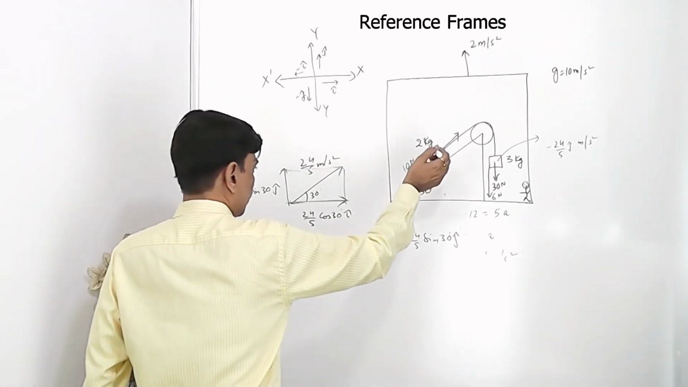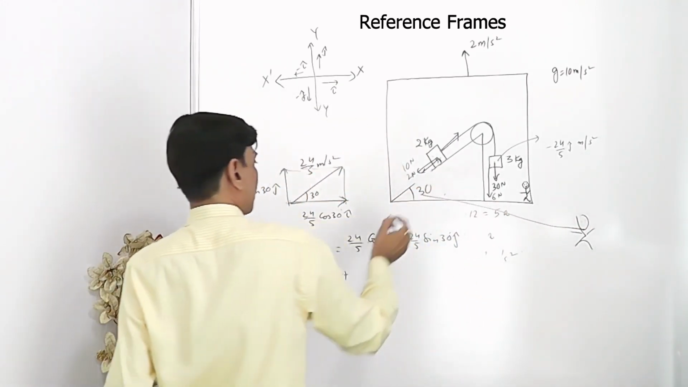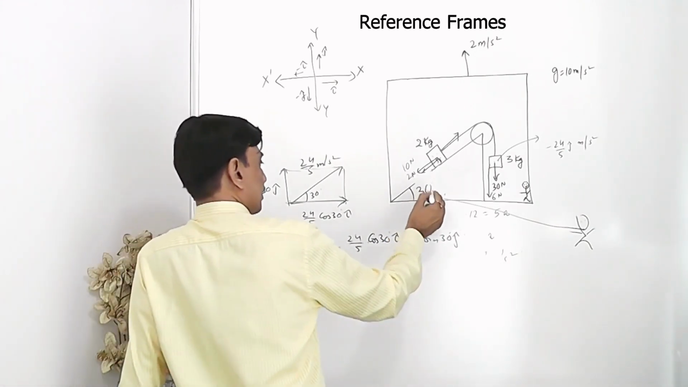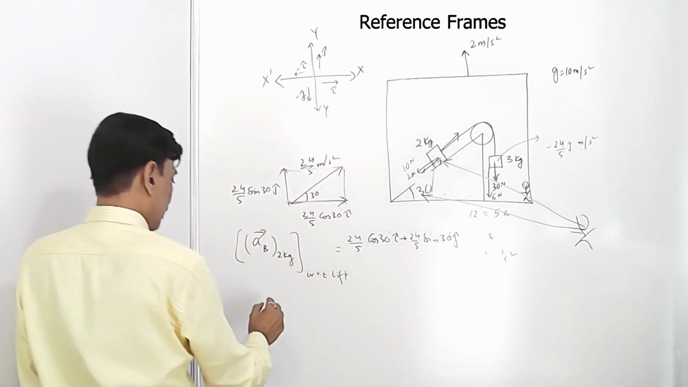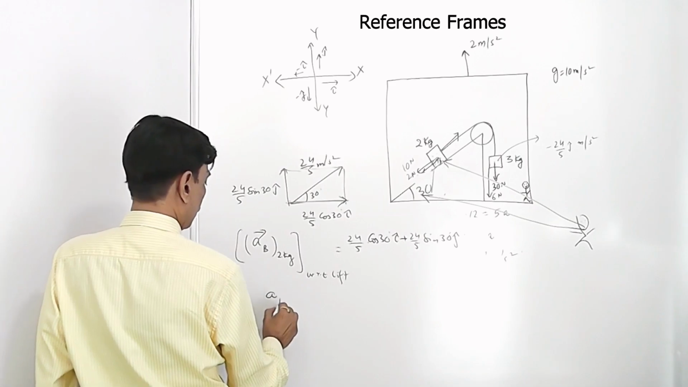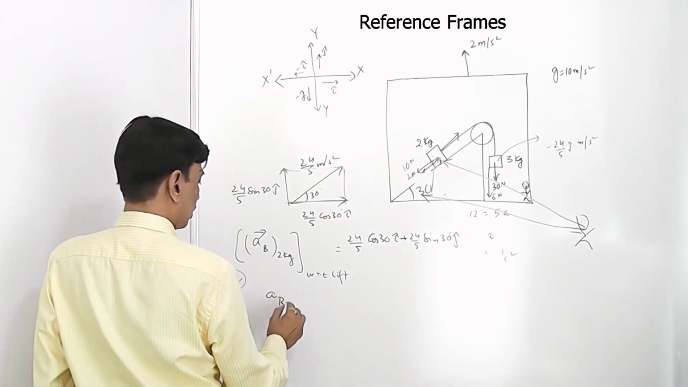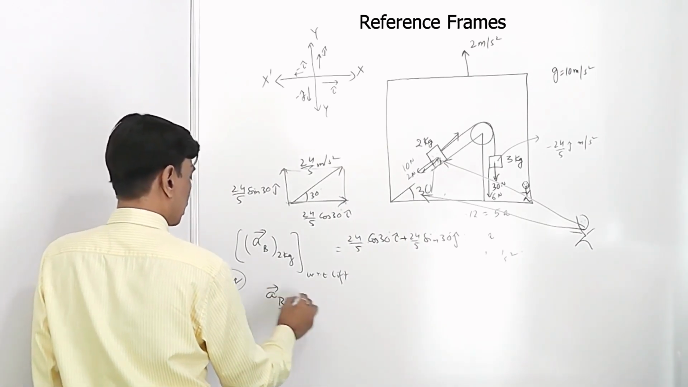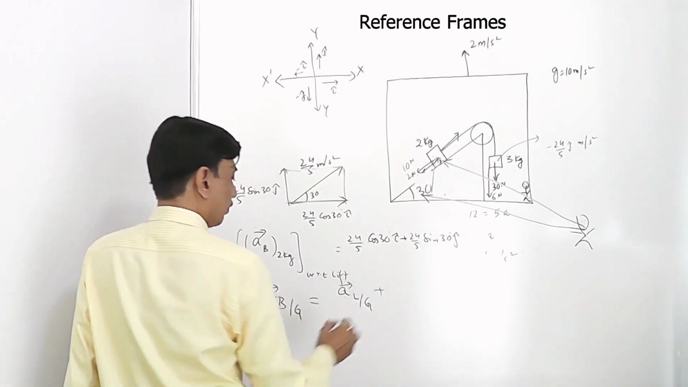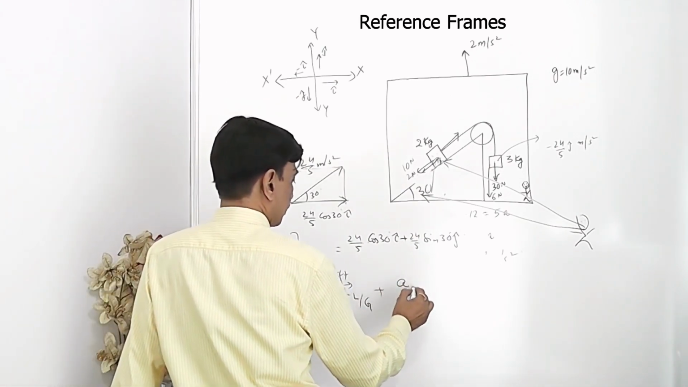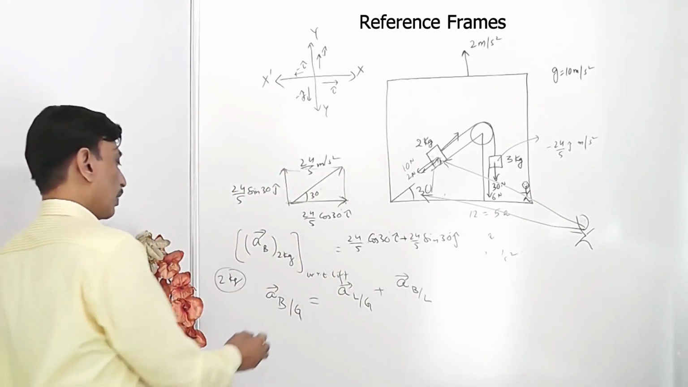If you have to find the acceleration of this as seen by a person on the ground, we know how to use the triangle of acceleration. We are talking about the 2 kg block. Acceleration of block with respect to ground, G for ground, is acceleration of lift with respect to ground plus acceleration of block with respect to lift. That is the triangle of acceleration. So we have to find this.